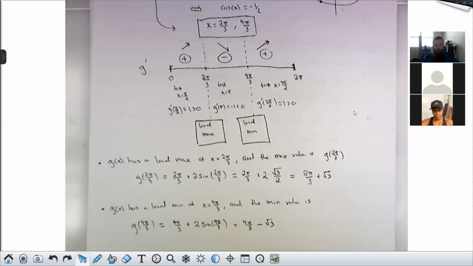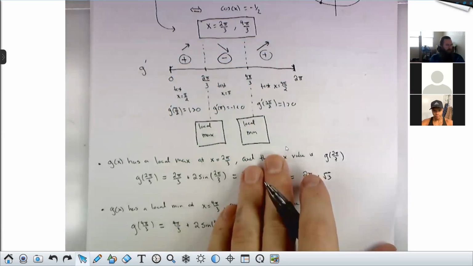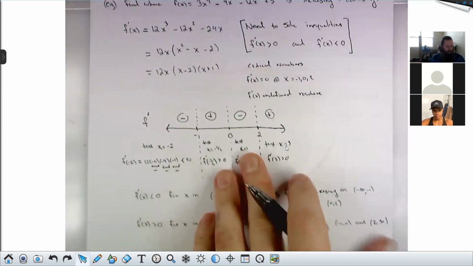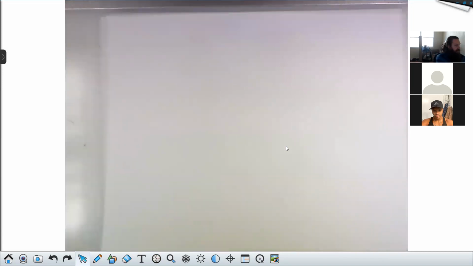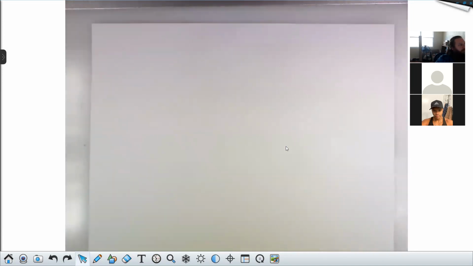Take the derivative, find the critical numbers. That means setting the derivative equal to 0 and also finding where the derivative is undefined. Build a number line, and then apply the first derivative test. Where you're increasing to decreasing, it's got to be a max. Where you're decreasing to increasing, it's got to be a min. So that's what we can do with the first derivative. What about the second derivative? Does it tell us anything?